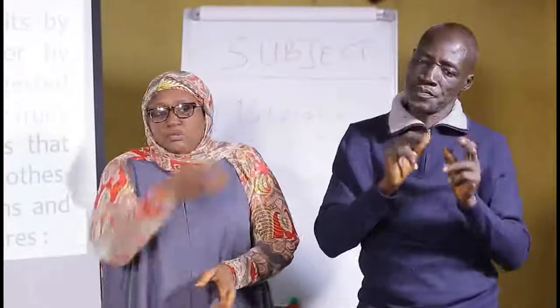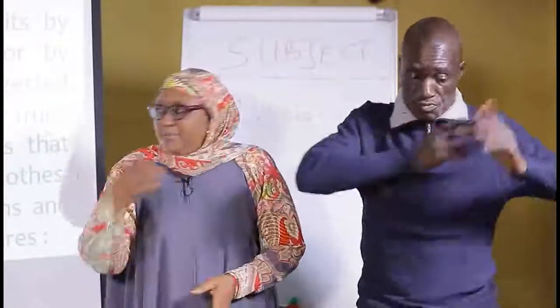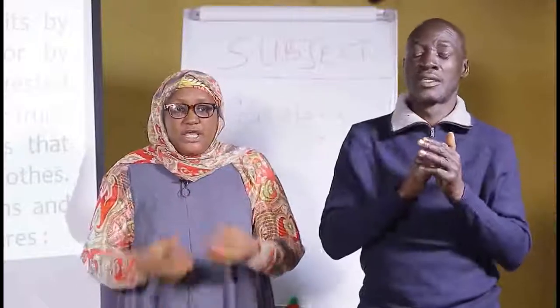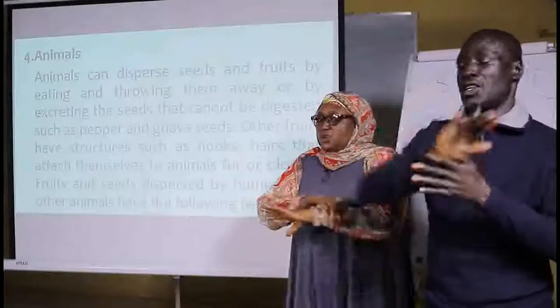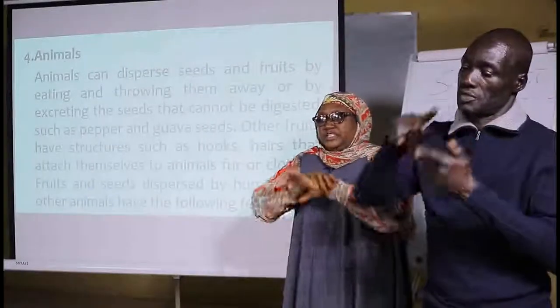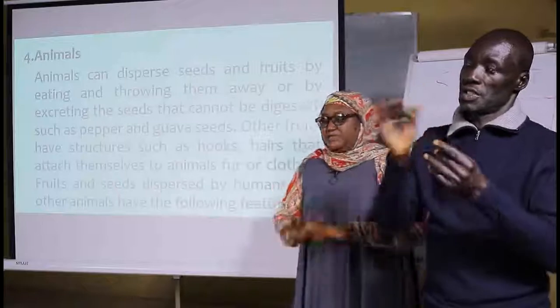So that is why I said human beings inclusive. Human beings also disperse. Other animals like birds, monkeys, and the rest, they eat fruit. When they eat fruit, unconsciously they throw away the seeds. And the seed, when they find a suitable soil, it germinates. This is dispersal by animals.